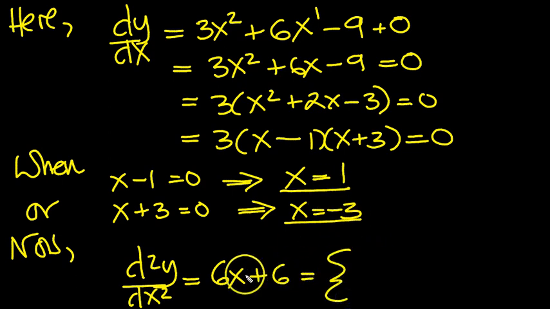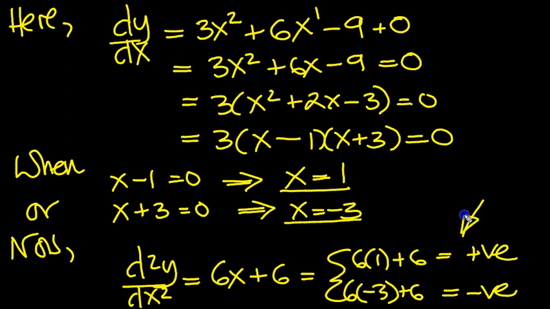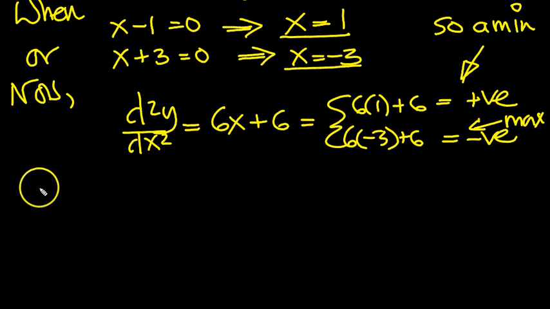Now when x is 1, put that in, and when x is minus 3, we'll see what we get. This one is positive, because 6 ones, that's 12. Minus 18 plus 6 is negative. So this one, because it's positive, it's a min. And this one, max. Okay, so the stationary points then occur at x equals 1 and minus 3.